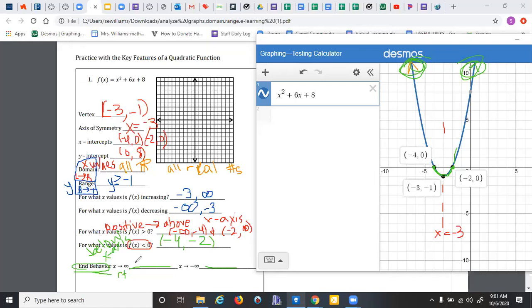So as x goes to infinity, y goes to infinity, and as x goes to negative infinity, y is also going to infinity.